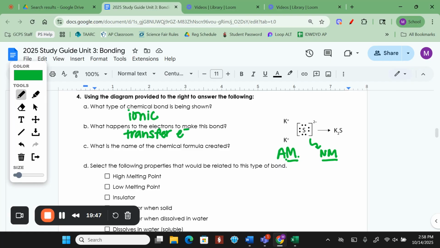And because we know it's an ionic bond, we can name it. The name of K is potassium. Because potassium is an alkali metal, it will not need a Roman numeral. S is going to be an element that comes from the front. So is it going to be a name that ends in IDE or ATE? Since it comes from the front, it's going to change to IDE, which is going to become sulfide.